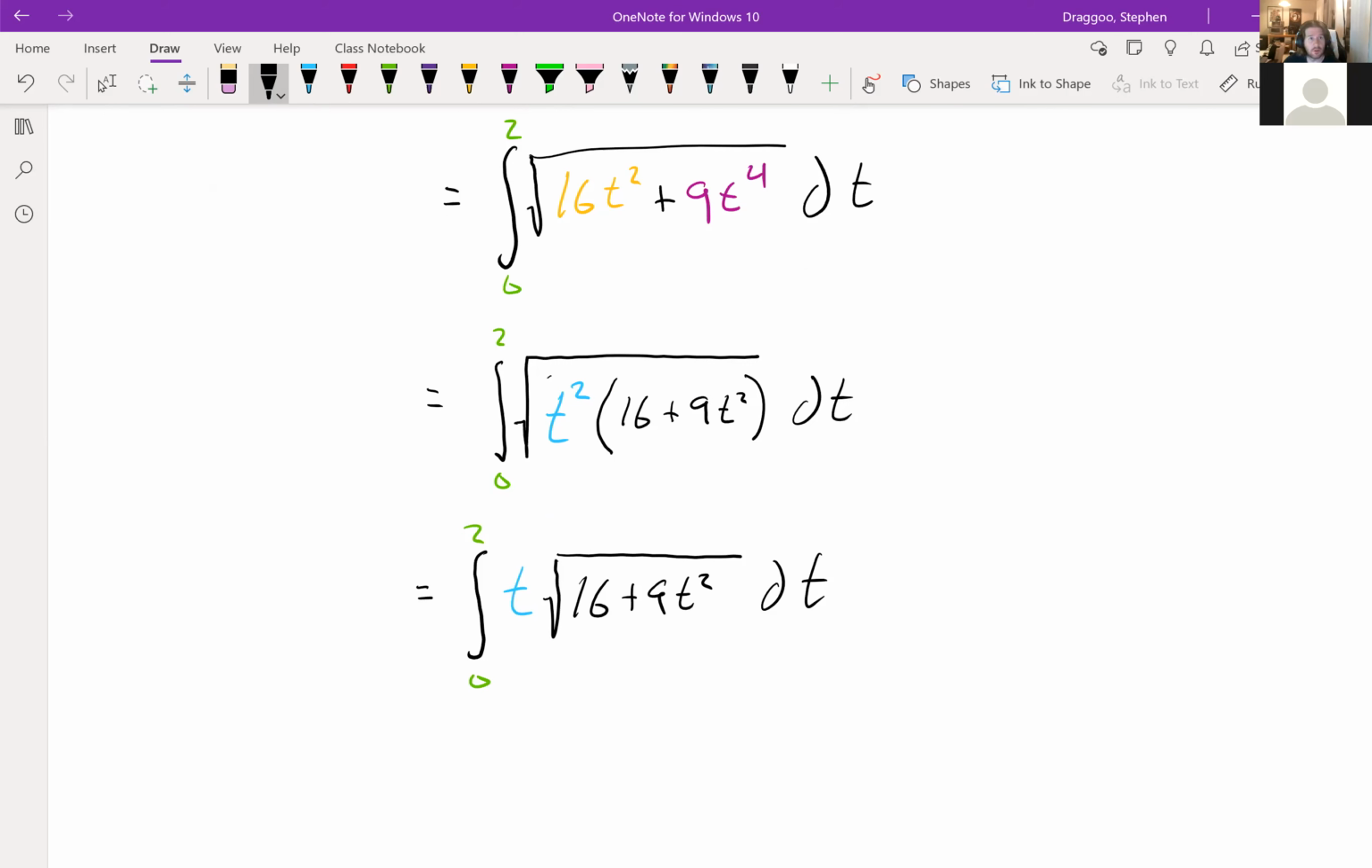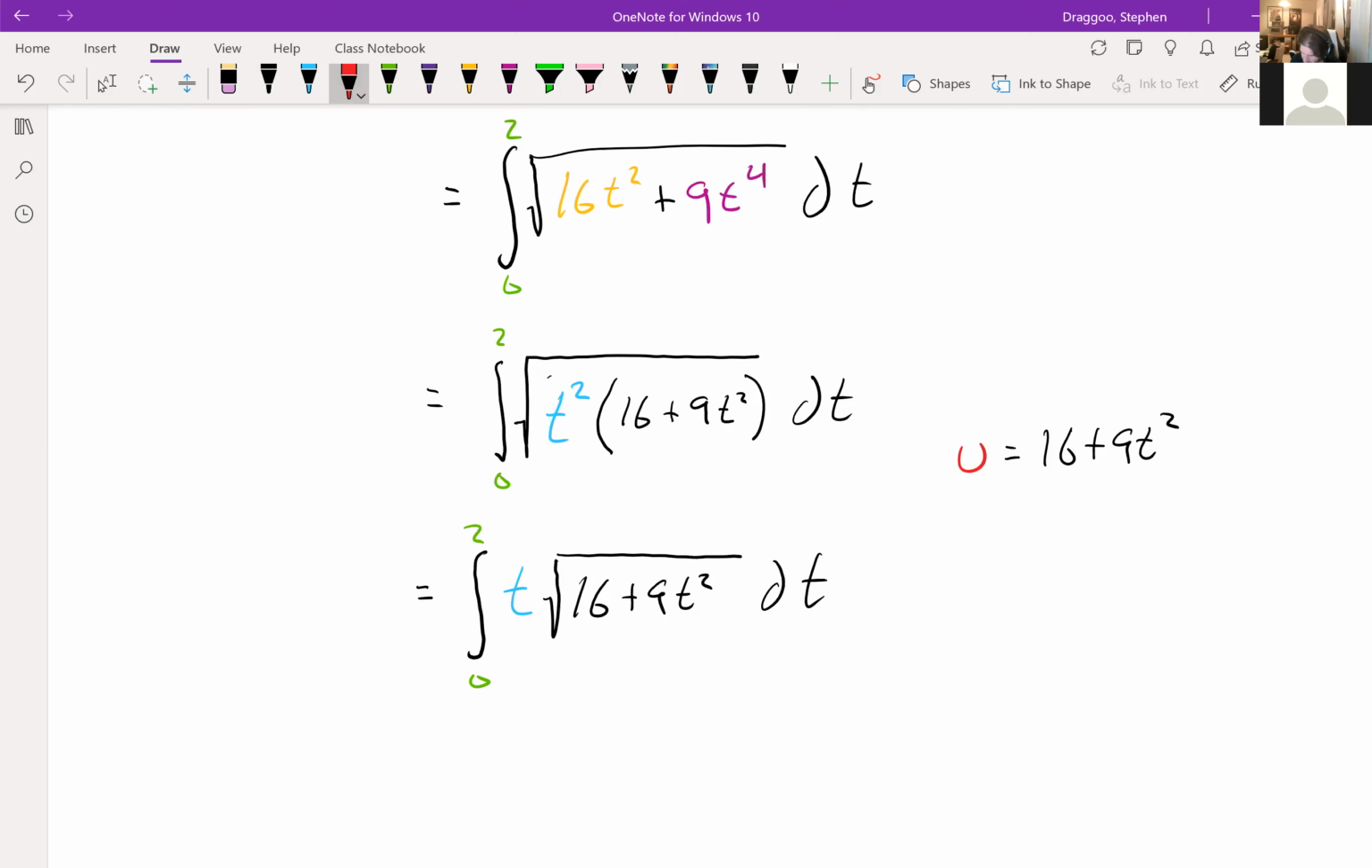And if you're remembering your u substitution from Calc 2, you might be seeing what it is we're going to want to do right here. U substitution. What color have I not used yet? I haven't used red. So u is going to be 16 plus 9t squared, everything that's on the inside of that square root, 16 plus 9t squared.